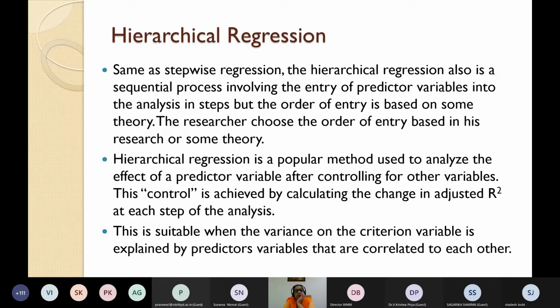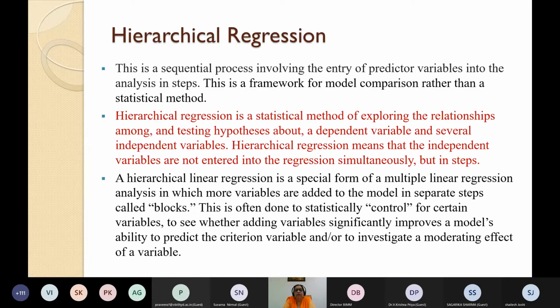Hierarchical regression is also a sequential process which involves the entry of predictive variables into the analysis in steps, but the order of each entry is based on some theory and the researcher is choosing the entry. So by calculating the change in the adjusted R square for each step, this is the way we go about it. Again, it's a statistical method for exploring the relationships and testing the hypothesis about a dependent variable and several independent variables.